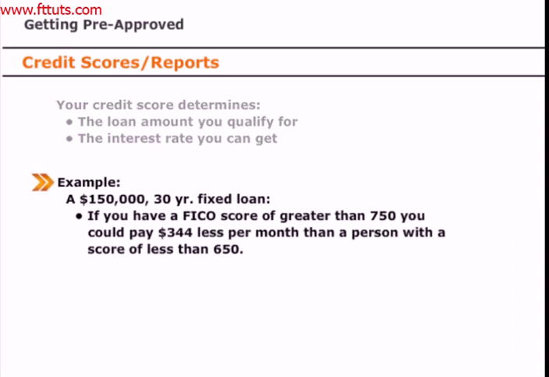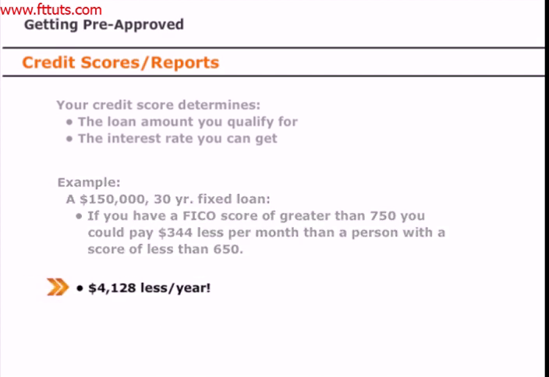Using today's national standards, let's say you apply for a $150,000 30-year fixed loan. If you have a FICO score of over 750, you could pay $344 less per month than someone with a FICO score of less than 650. That is a difference of $4,128 a year. As you have seen in this lesson, $4,000 is enough to begin another money-making investment. So you can see how important your credit score is.